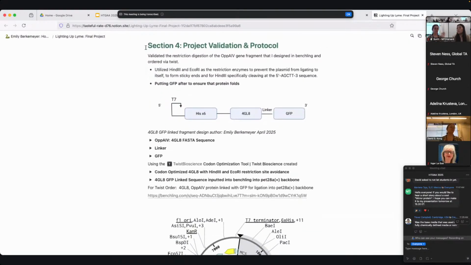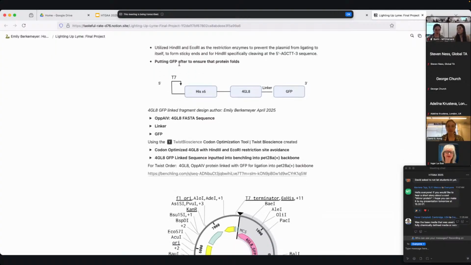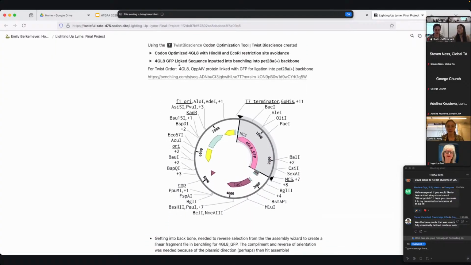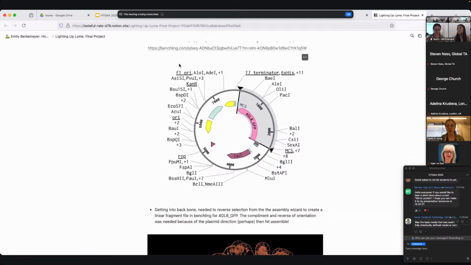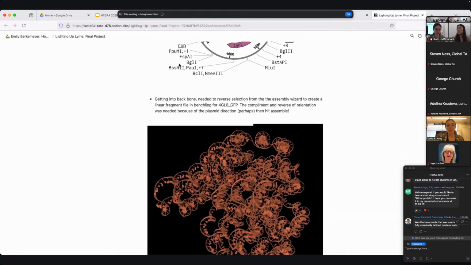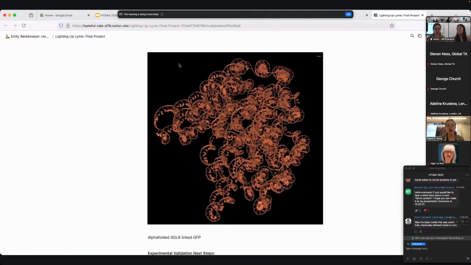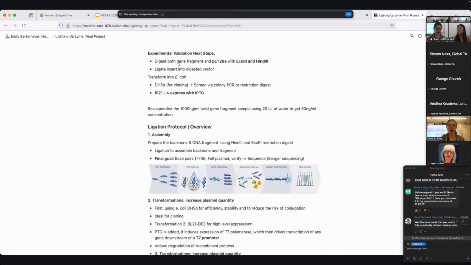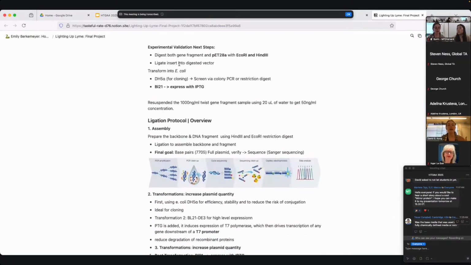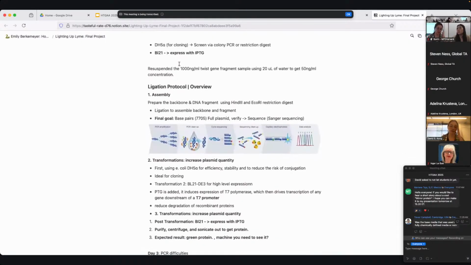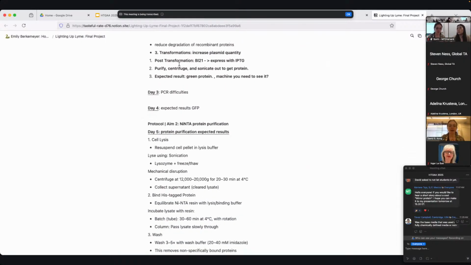So first, to achieve my aim 1, I designed a protein based on this diagram. Here is my OpAIV protein that's linked with GFP. This is my methodology of how I did it. Had some assistance putting it into AlphaFold. So this is what the gene fragment I designed would look like. And so next steps is actually getting in the wet lab and doing a restriction digest. This is my methodology for that.